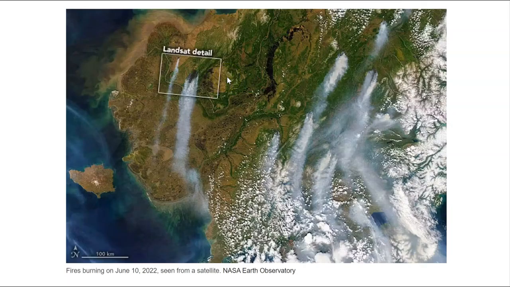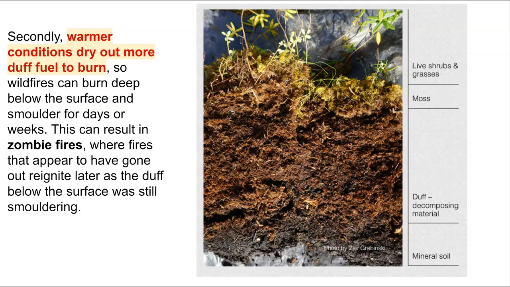Here's some satellite imagery of the fire burning on June the 10th, 2022. You can see this very clearly from space. So you're getting an increase in lightning strikes covering areas that are not normally affected. But what about the duff? Secondly, the warmer conditions dry out the duff. There it is. This duff dries out more and gives it fuel to burn.